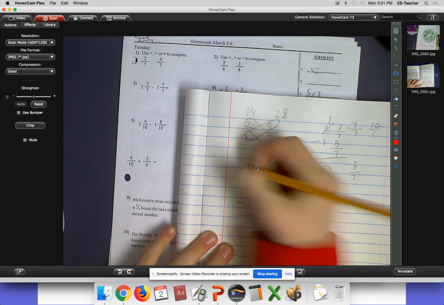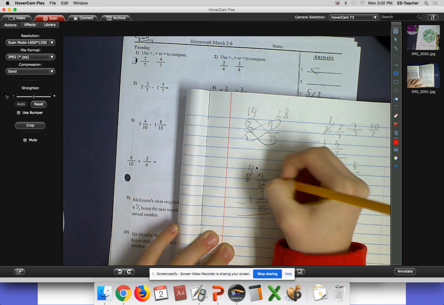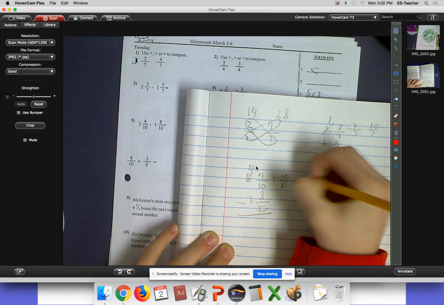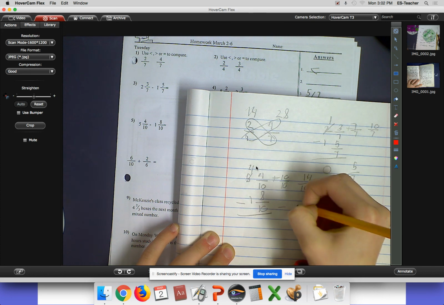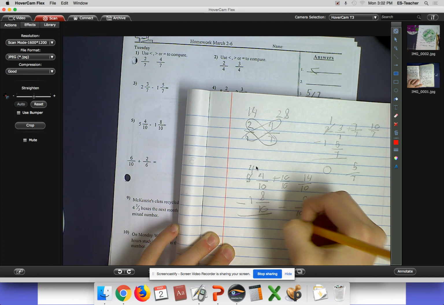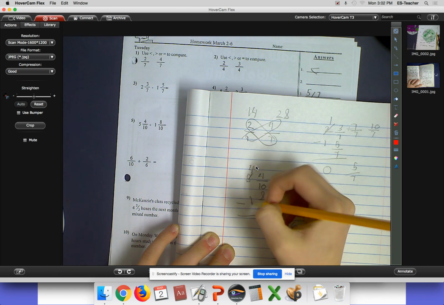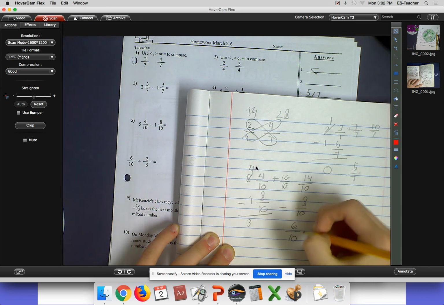It becomes 4 and you get 10 tenths. Well, you put it in the form of 10 tenths. Then you add, you get 14 tenths. Then you subtract 14 tenths and 8 tenths, and you get 6 tenths. Then you come over here, you get 3, but this you have to.